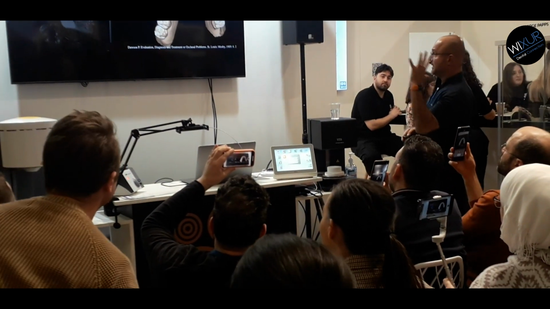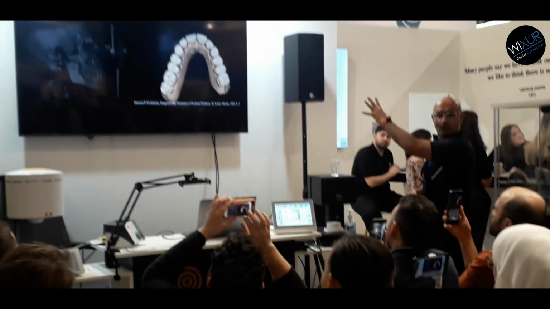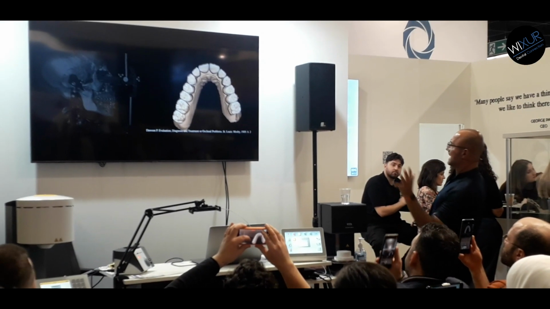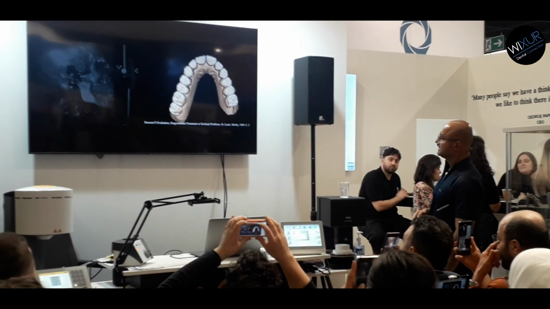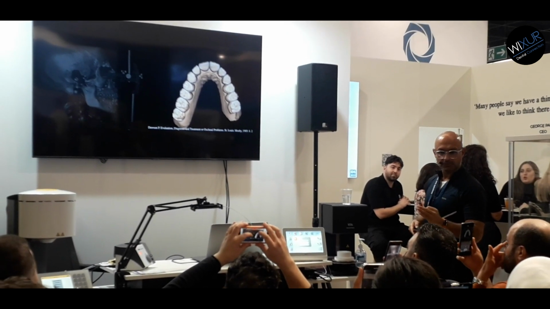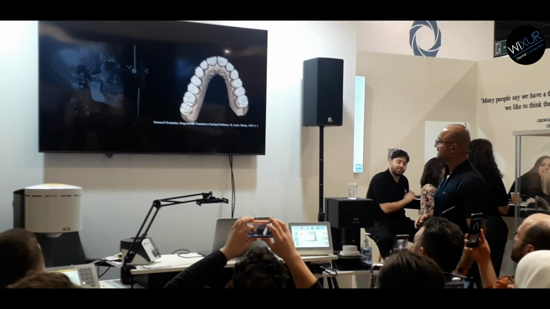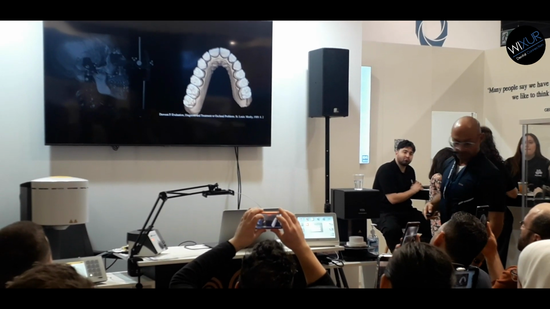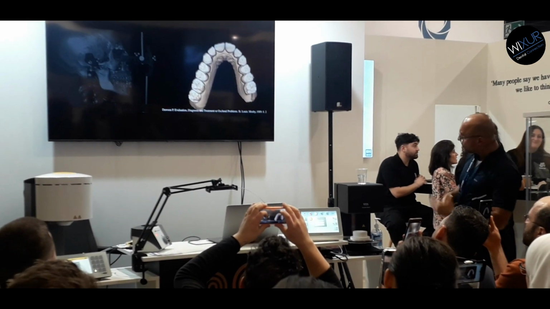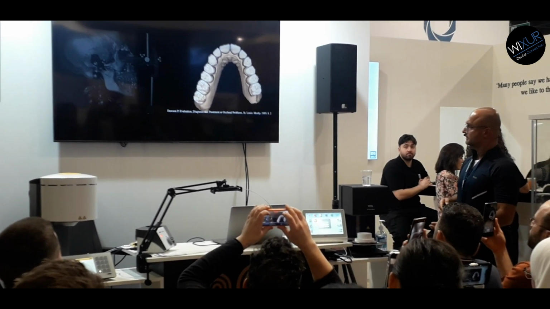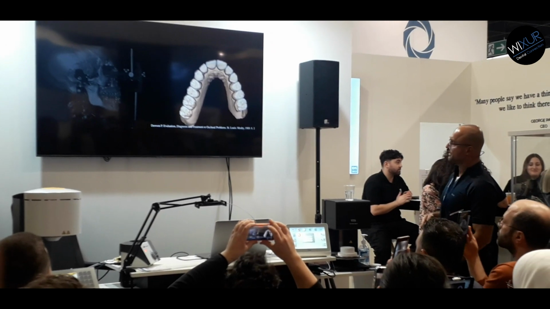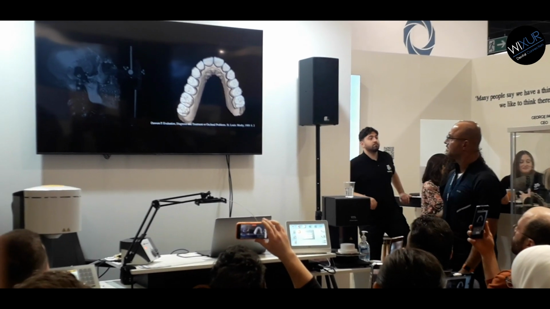Good. We make a video of it. We have the static occlusion. This is static occlusion. We ask the patient to move to the left and right digitally. Disclusion, canine guidance, very important in order to decrease the muscle activities. Back to the static occlusion. And now to the other side. Comfortable. We go back to the static occlusion, and then we have the protrusive movement.